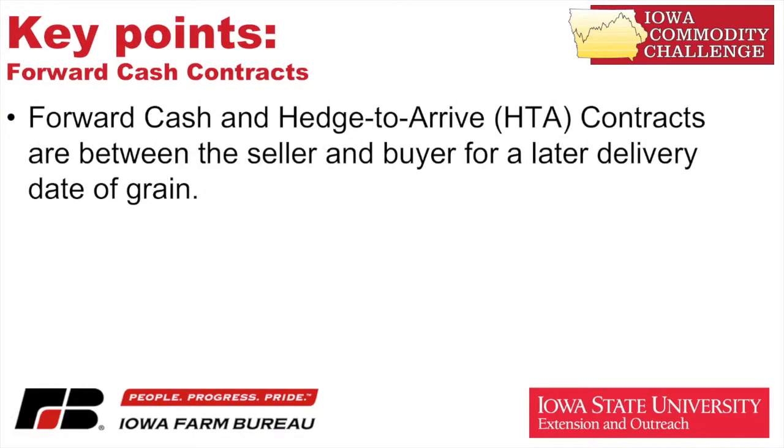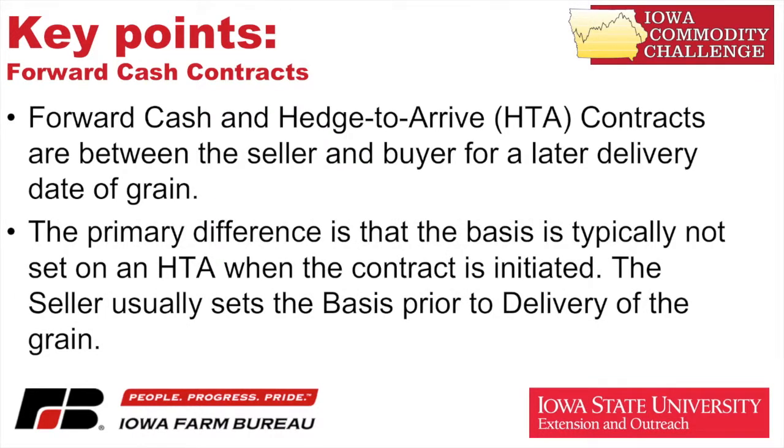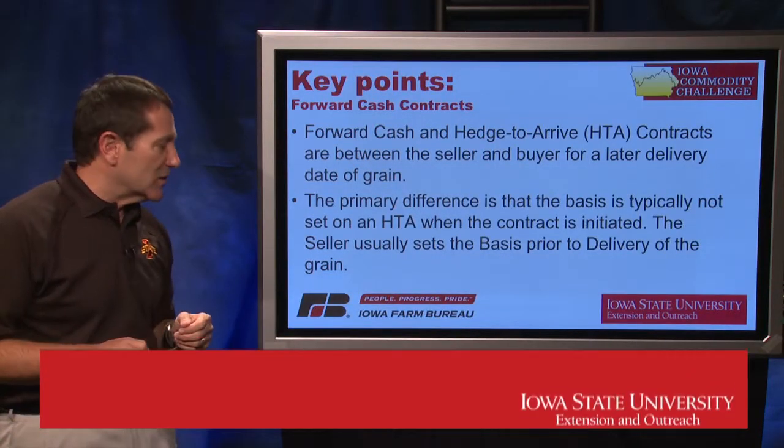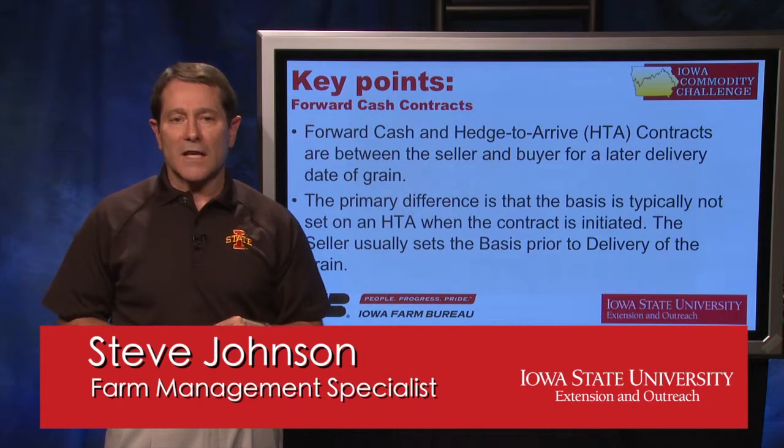What might be some key points? Forward cash contracts as well as HTAs are between the seller and buyer for a later delivery date of that grain. So usually you're working with your local grain merchandiser when you initiate a forward cash contract or an HTA. The primary difference is that of the basis. It's typically not set on an HTA contract when the contract is initiated, but if we're using a forward cash contract, we likely have already established the basis, therefore the cash price. So the seller usually sets the basis prior to delivery of the grain on an HTA contract.